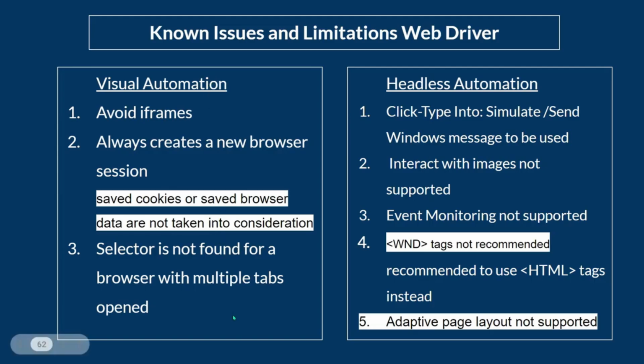While we have covered all these points, let's cover headless automation. Headless automation, in other words, you can say it is background automation. Now there is a problem. If you're using a click activity, type into activity or mouse over activity, something like that, what happens? You have to ensure these activity properties have been set to simulate or send Windows message.